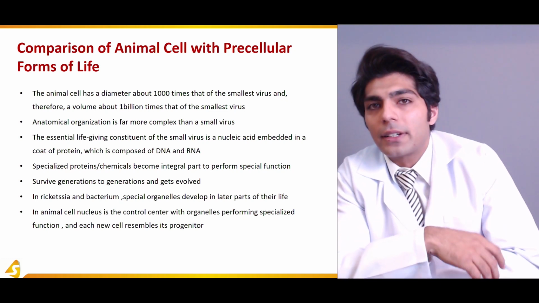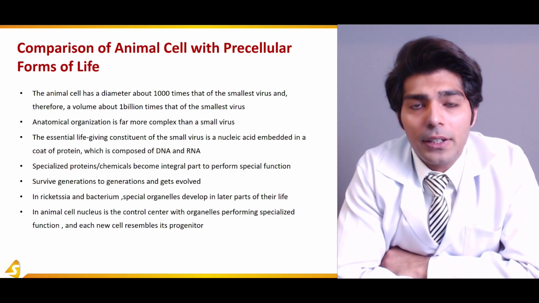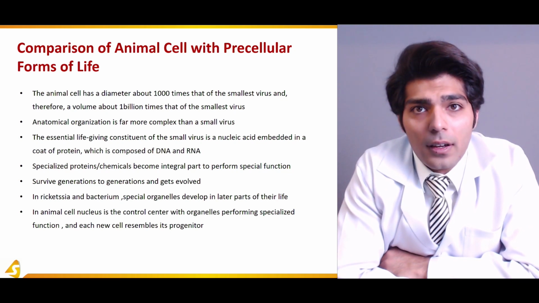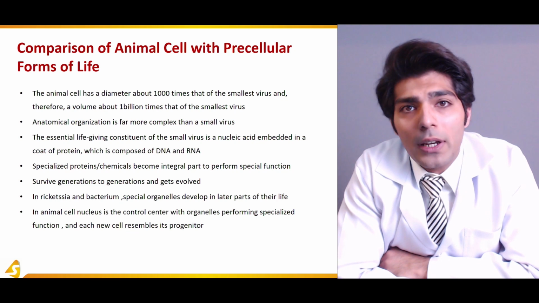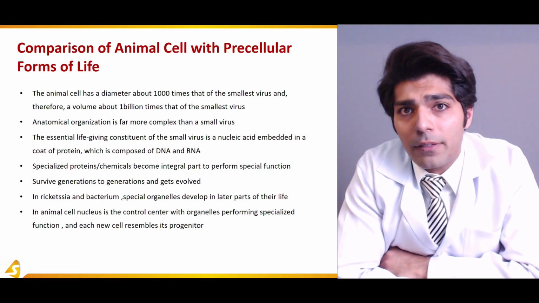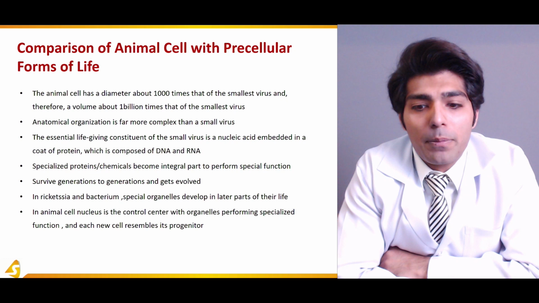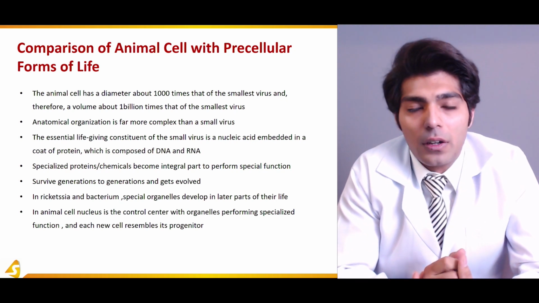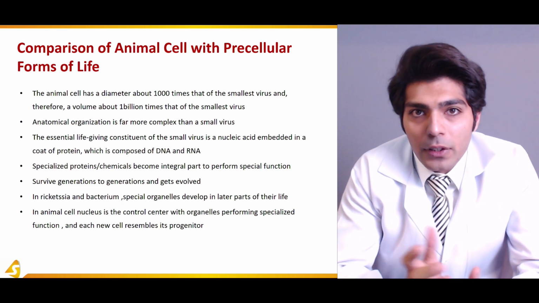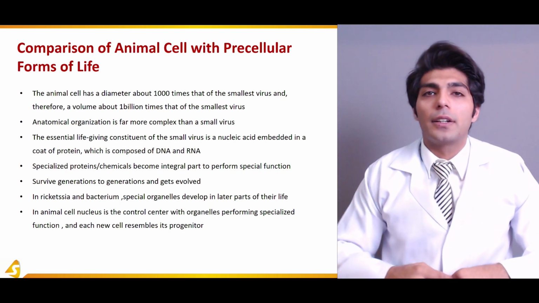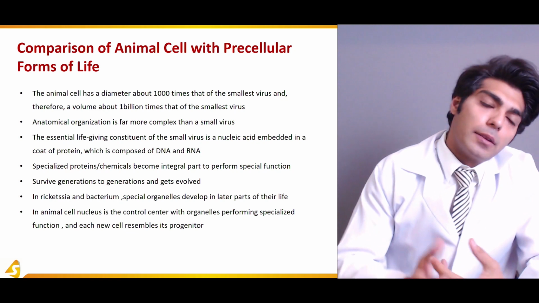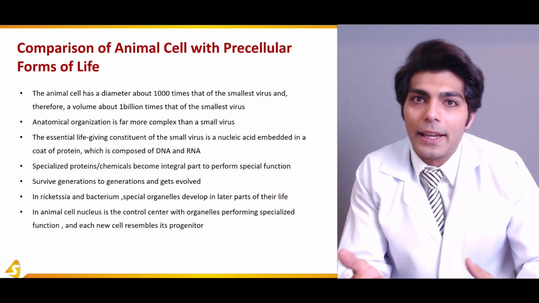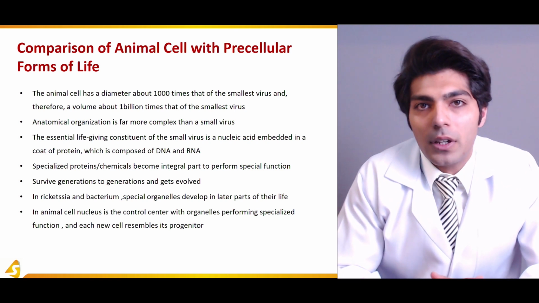In Rickettsia and in bacterium, there are special organelles that start to develop in the later part of their life, and they perform specialized functions for the cell. So that is the main key points that are present in the precellular forms of life, and that's how we can compare with the animal cell.